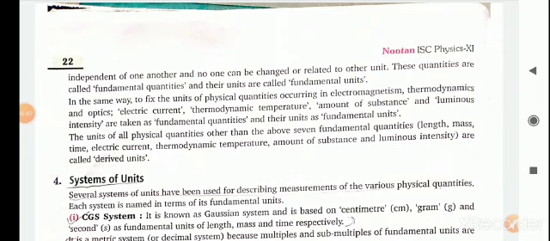In the same way, to fix the units of physical quantities occurring in electromagnetism, thermodynamics and optics, electric current, thermodynamic temperature, amount of substance, and luminous intensity are taken as fundamental quantities, and they have fundamental units. The units of all physical quantities other than the above seven fundamental quantities, length, mass, time, electric current, thermodynamic temperature, amount of substance, and luminous intensity, are derived units.